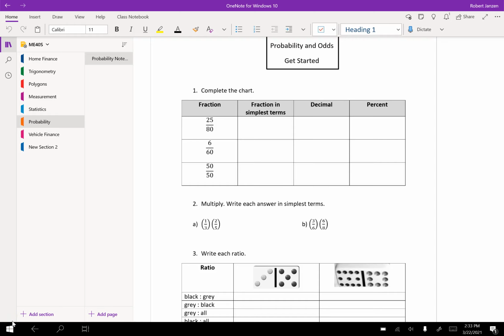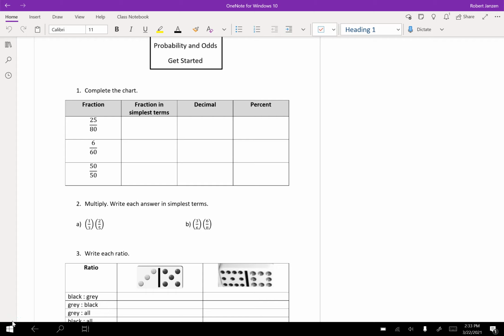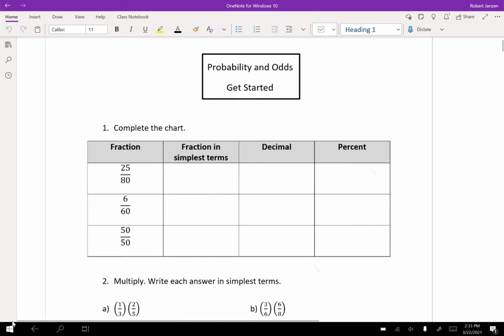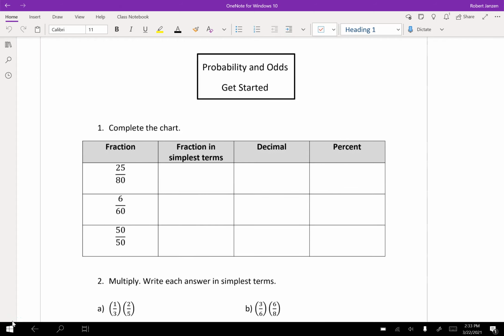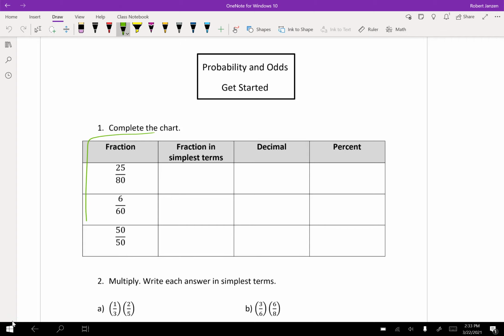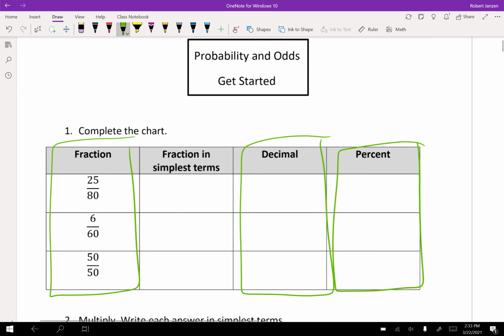Okay, this is the beginning of our unit on probability, and for an introduction we just want to get used to some ways of writing probability. If you look at this chart here, it takes some fractions and has us write them in different ways, as decimals and percents, and we need to be comfortable with the fact that they all mean the same thing. So let's take a look at these three important columns.